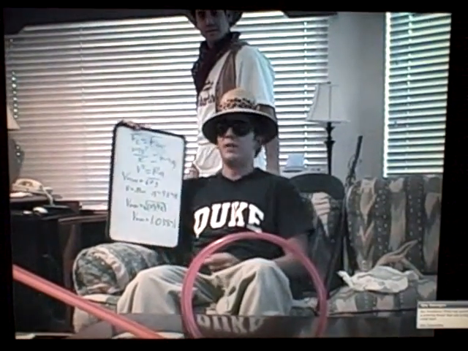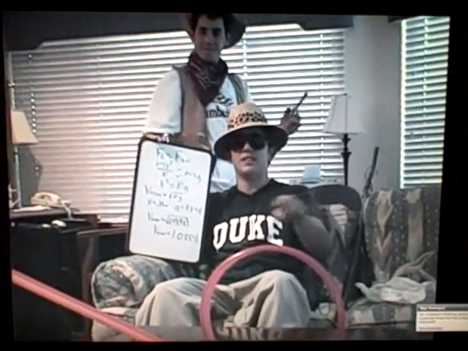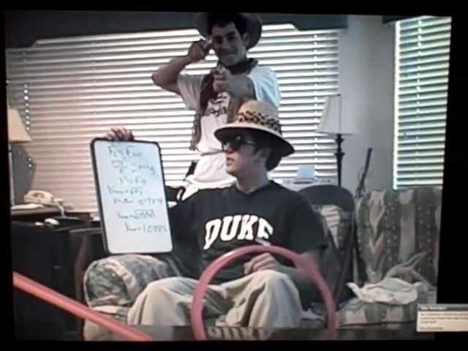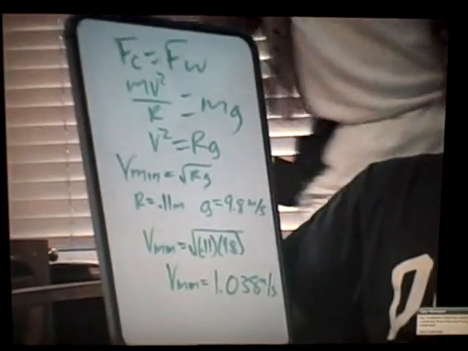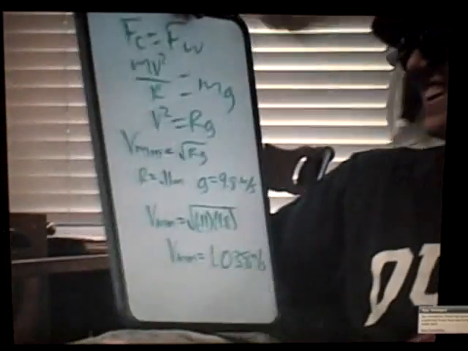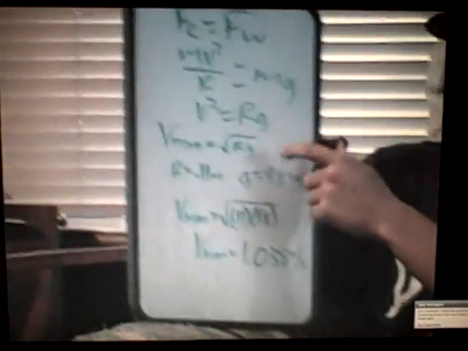In the first part of this experiment, we determined the minimum velocity of the ball necessary to go around a loop one time. To derive the equation, we set the centripetal force equal to the force of weight. So mv squared over r equals mg, so v squared equals rg. The next step is v minimum equals the root of rg. That's the equation we use in class.